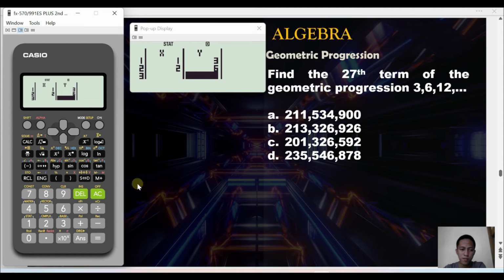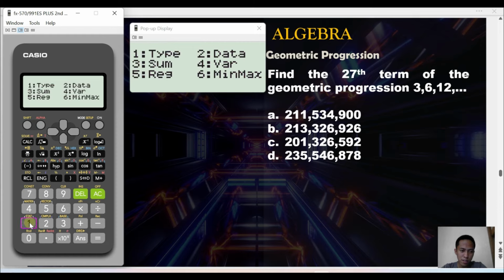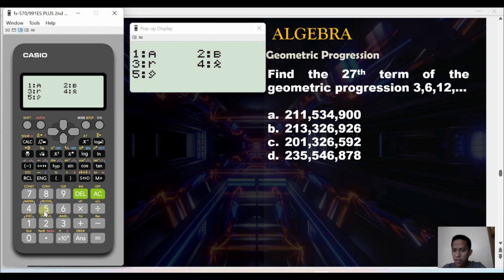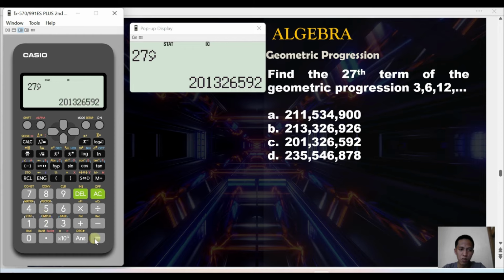Okay na to guys. So we have here geometric progression since na meron siyang common ratio. So in this problem, ano yung common ratio niya? That is 2. So 3 times 2, 6. 6 times 2, 12. Okay. So press AC. Then press Shift Stat again. Regression, we are finding here the 27th term. So that is y. What is the term? So y yon. So 5. So what is the 27th term? So 27y hat equals. So that is 201,326,592. So letter C.